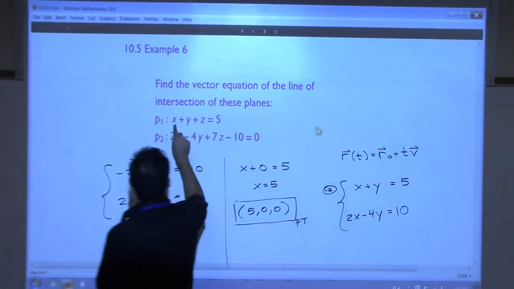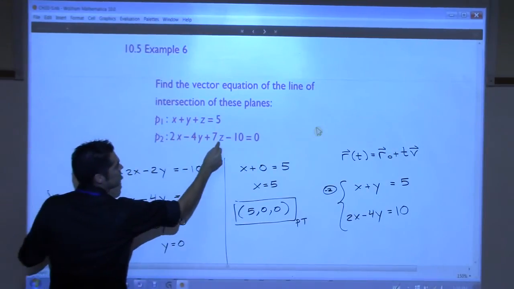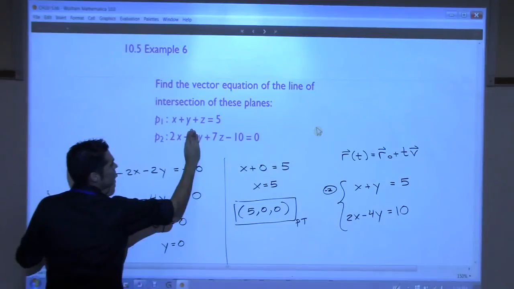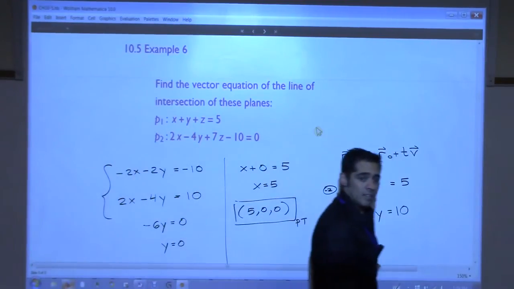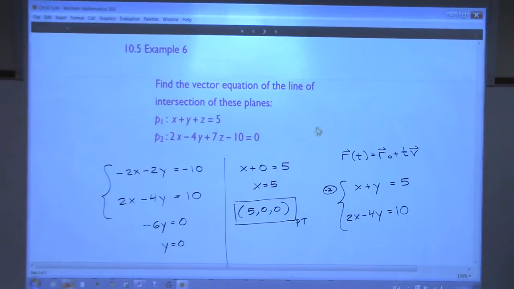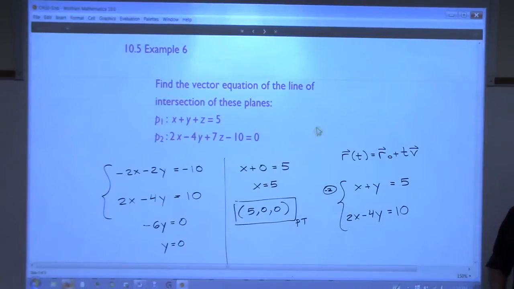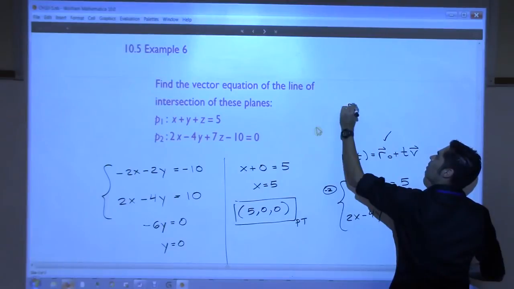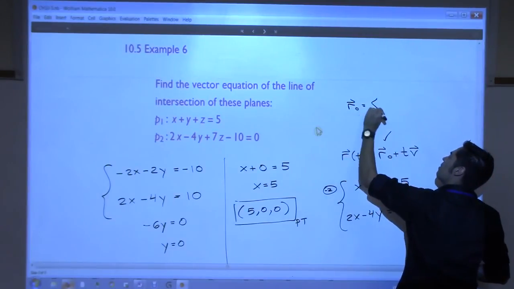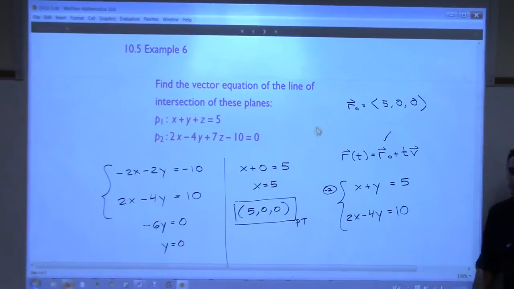If I plug in 5, 0, 0, is the first one true? Well, those are gone. 2 times 5 is 10. 10 minus 10 is 0. That works. So that's a point that lives on the line, isn't it? Since that point lives on the line, I can draw a vector from the origin to that point. That'll be r naught. So I know what r naught is now, right? I'll put it up here. R naught, the vector, is the vector 5, 0, 0. We good?